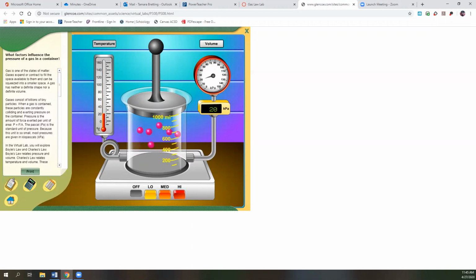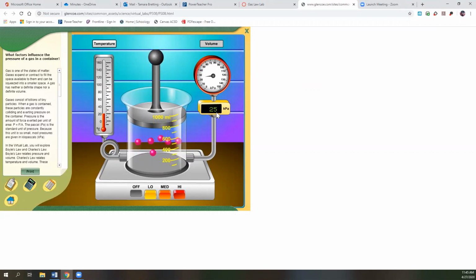Okay, for station 4, we're going to use this same simulation, but we're going to change the volume of the container and see what happens to the pressure. So we're going to work with volume now. Right now, my plunger up here is at 1,000 milliliters, and the pressure is 20 kilopascals.